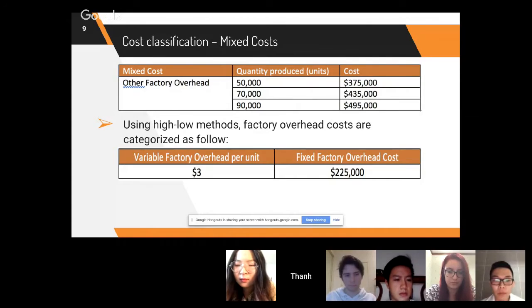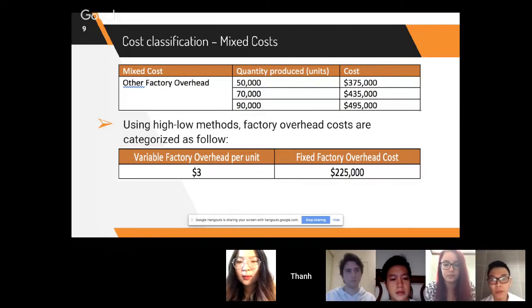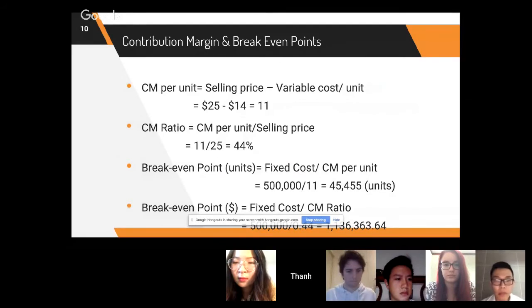The highest operating level of production is 90,000 units and the lowest is 50,000 units. Using the high-low method, we have found the result of variable and fixed costs in factory overhead that are presented on the slide. In the next slide, we will be calculating contribution margin per unit and break-even points.